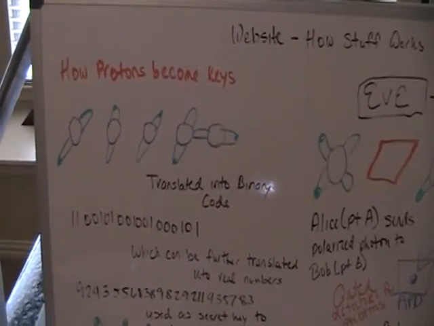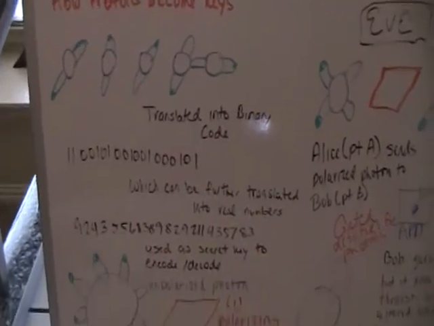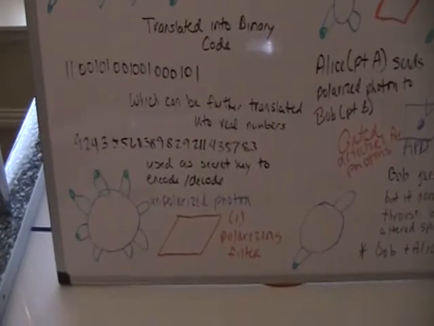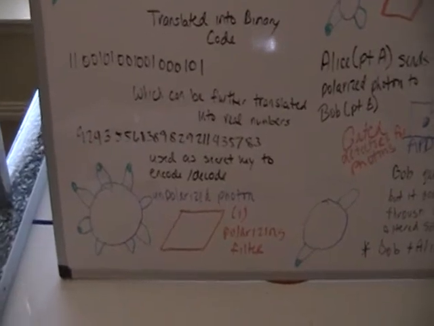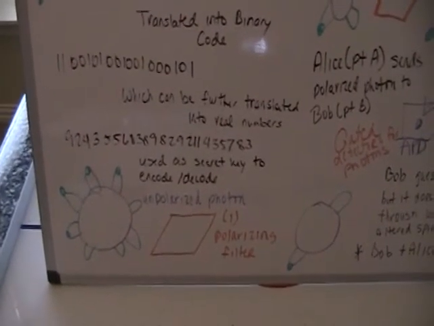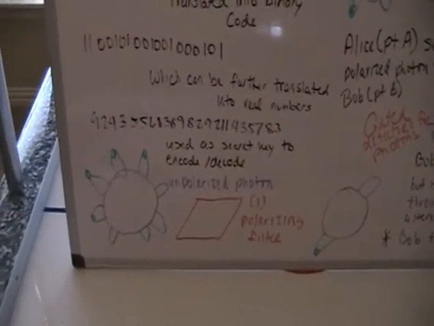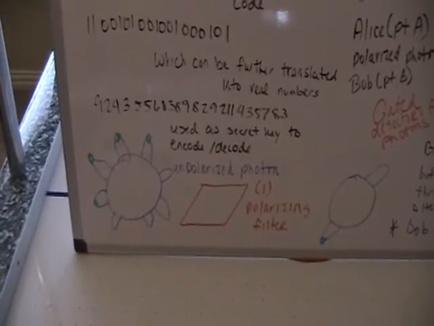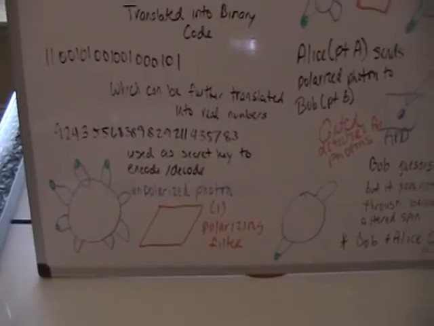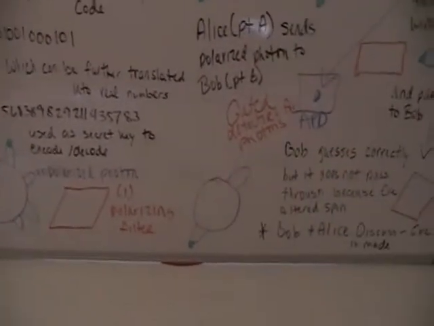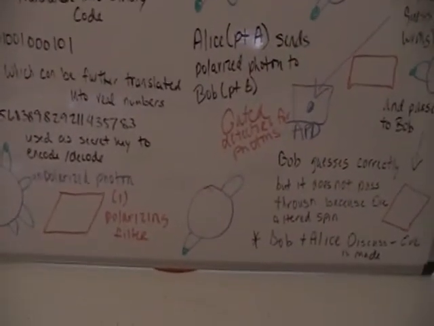The binary code is further translated into real numbers, and those real numbers are used to create our secret key to encode and decode and to create a one-time pad. Now, an unpolarized photon, you'll see in the left corner, passes through a polarizing filter. We'll say the filter is at a diagonal so that only diagonal photons pass through.